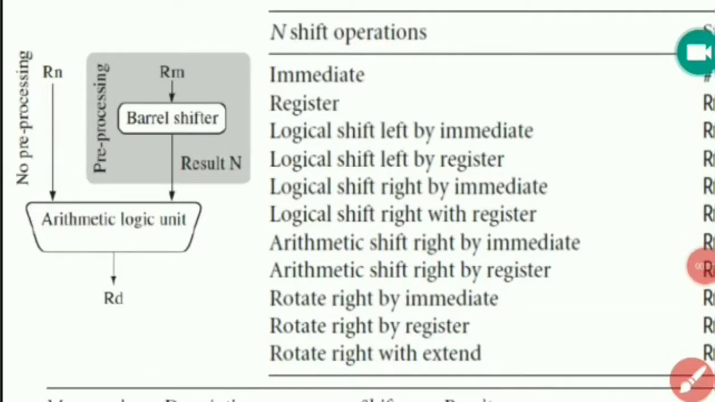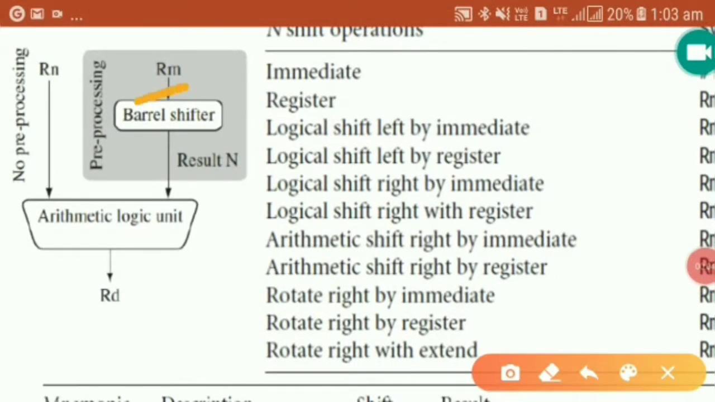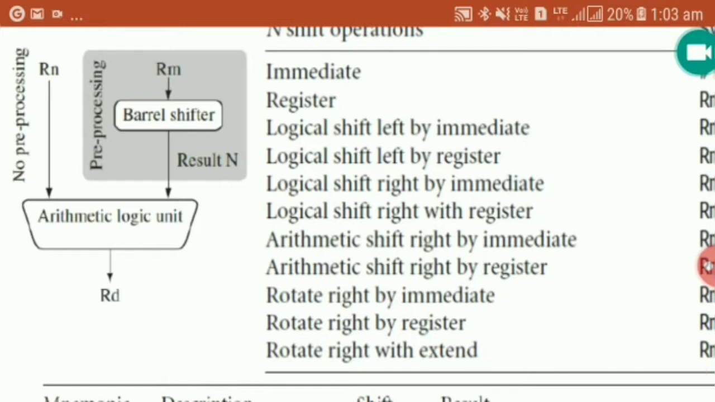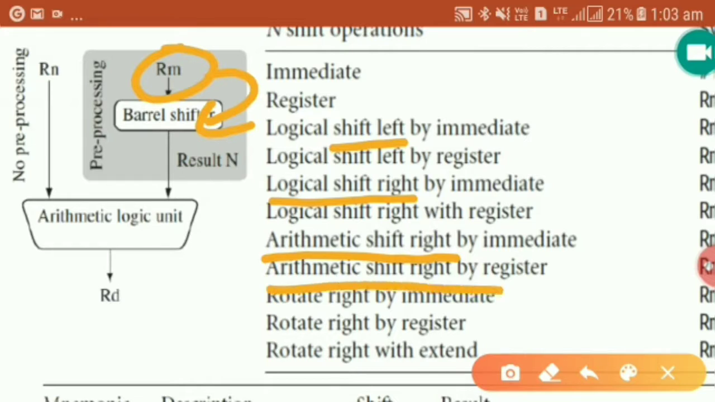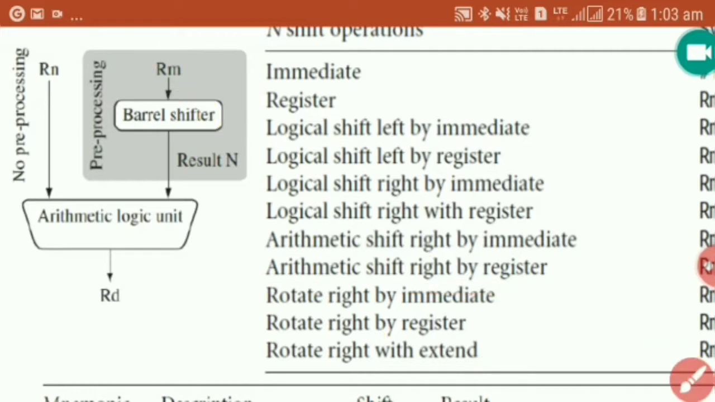Okay, now consider the operation of the barrel shifter. Here, Rm is the source register. We want to pre-process the source register, or the source operand, so that is why this source operand is provided as input to the barrel shifter. The barrel shifter performs logical left shift, logical right shift, arithmetic shift right, arithmetic shift left, or it may be a rotation operation. All these operations, as indicated by the instruction, are performed by the barrel shifter.